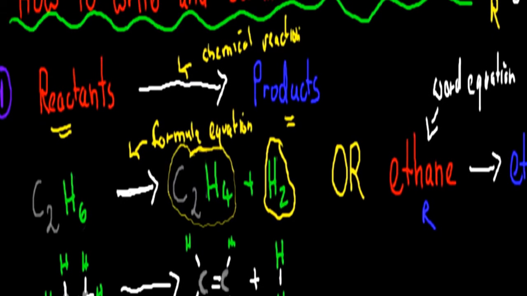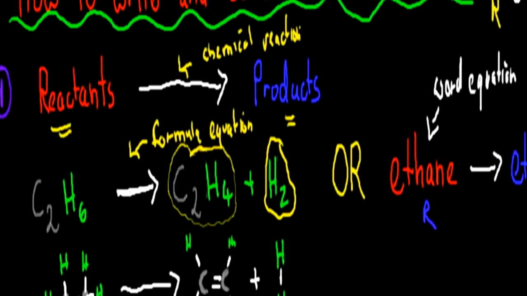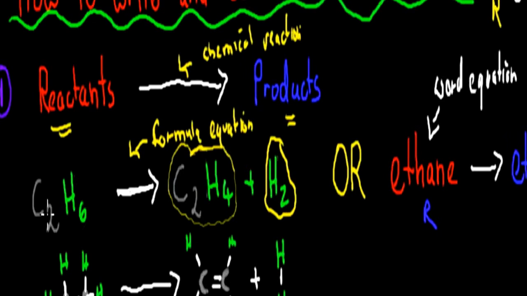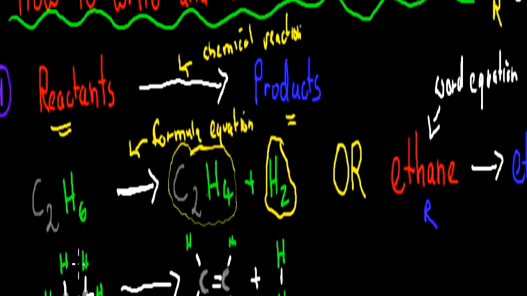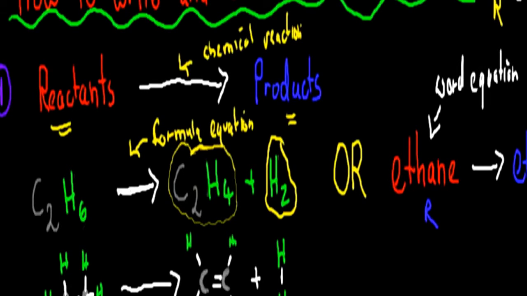And then we have the structural equation as well. You don't usually do too much about structural equations when it comes to HSC. I guess it's always good to know what they are as well. In the formula equation, all you did was write what kind of atoms are in the actual formula, like how they combine. Whereas in the structural equation, you write what kind of atoms are in it, but also exactly how they join up.